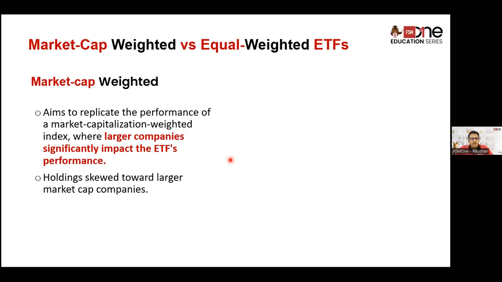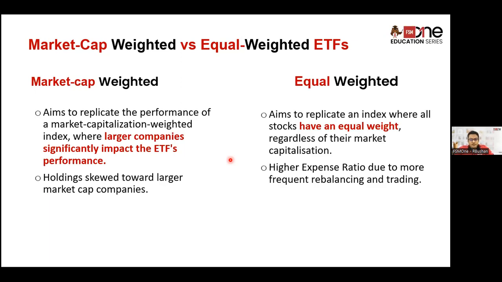So a market cap weighted ETF is structured in a way where larger companies with bigger market cap have more presence and impact on the performance of the ETF, okay? Compared to an equally weighted ETF whereby it doesn't matter what the market cap of that particular stock is, right? Everybody gets an equal weightage or equal representation in the ETF, okay? And usually the expense ratio is higher for equal weighted, because the index is actually market cap weighted, right?